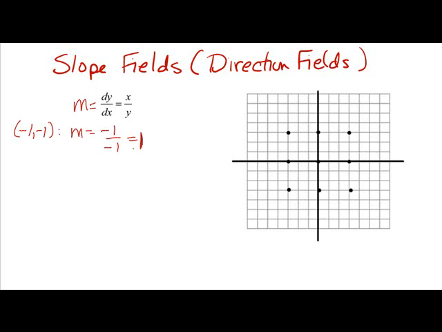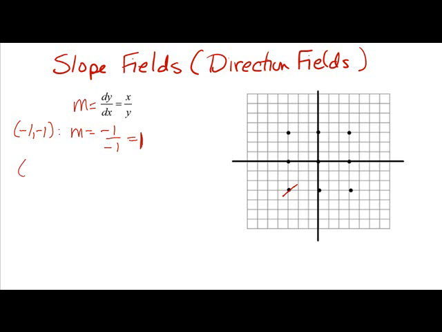So what we want to do is, on our grid, draw a little tiny line segment that goes through the point -1, -1 that appears to have a slope of approximately +1. Using a ruler helps. That's what I'm doing to get this little slope right. So you're just going to draw a little line segment. And then you move on to the next point.